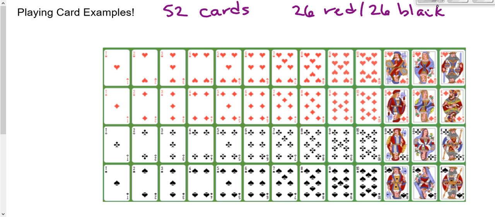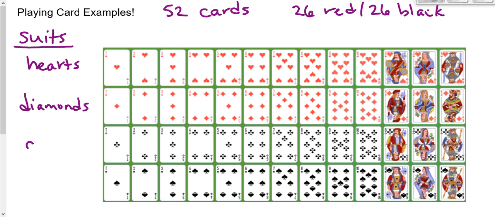They're divided into what we call suits. The designs are the suits, so you have hearts. There are 13 hearts. They're red. You have diamonds. There are 13 diamonds. They're red. You have clubs. 13 clubs. They're black. And you have spades. There are 13 spades. They are black.